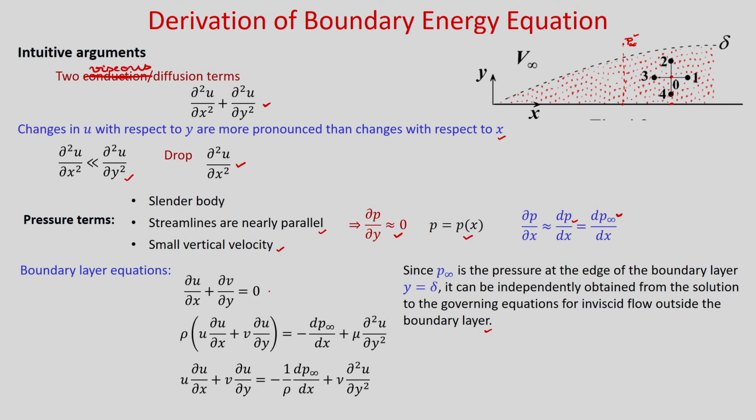So, we have these boundary layer equations. This is the continuity equation, and for del p by del x we have written dp infinity by dx, and dropped the term del 2 u by del x square. Now, if you divide by rho, then on the right hand side you can write minus 1 by rho dp infinity by dx, and mu by rho is your kinematic viscosity, so nu del 2 u by del y square.